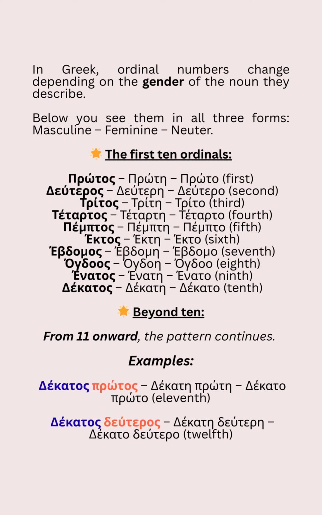And after, from 11 onward, the pattern continues. But look at this one. For example, δέκατος πρώτος, okay? It means 11th. Δέκατη πρώτη, δέκατο πρώτο. Δέκατος δεύτερος, δέκατη δεύτερη, δέκατο δεύτερο, it's 12th, okay? And then how will it be for the 13th? It will be δέκατος τρίτος, and then δέκατος τέταρτος, okay? So the pattern goes on.